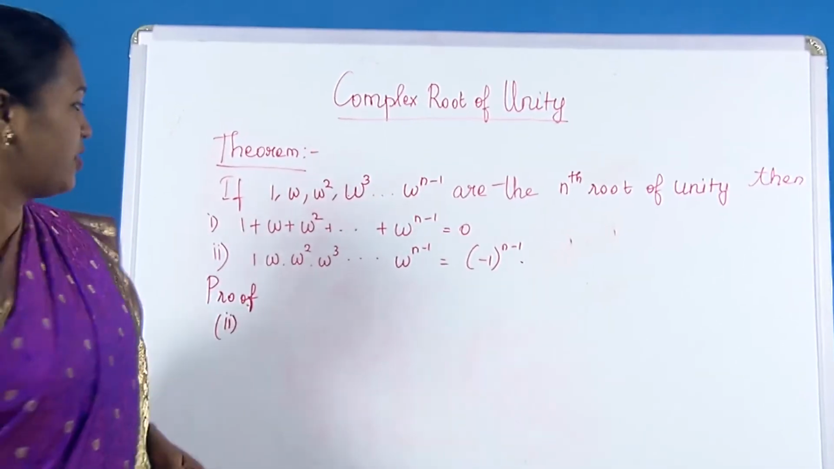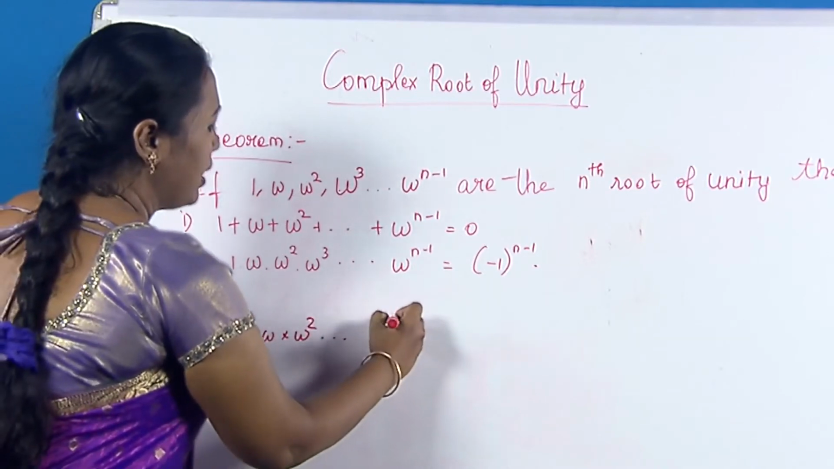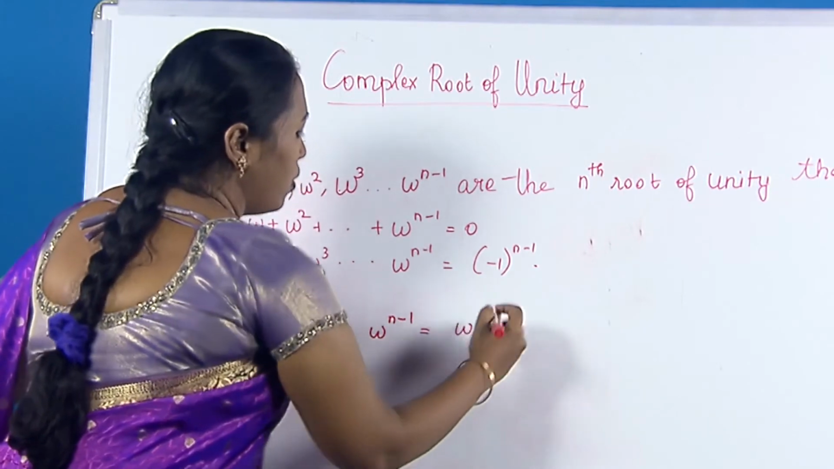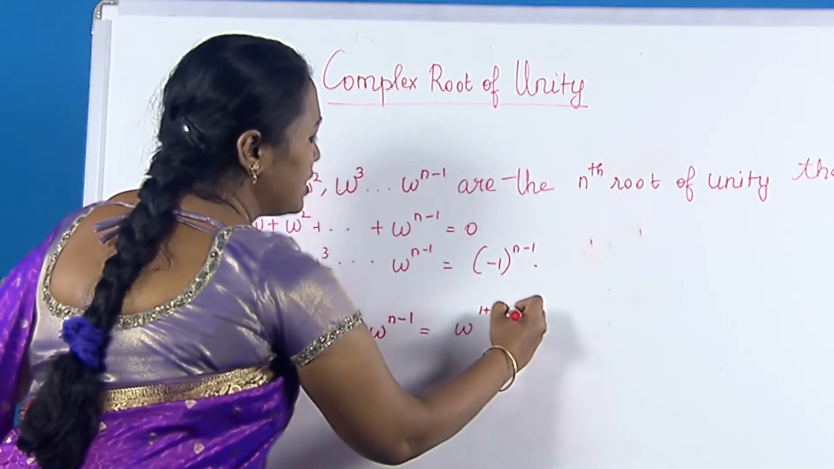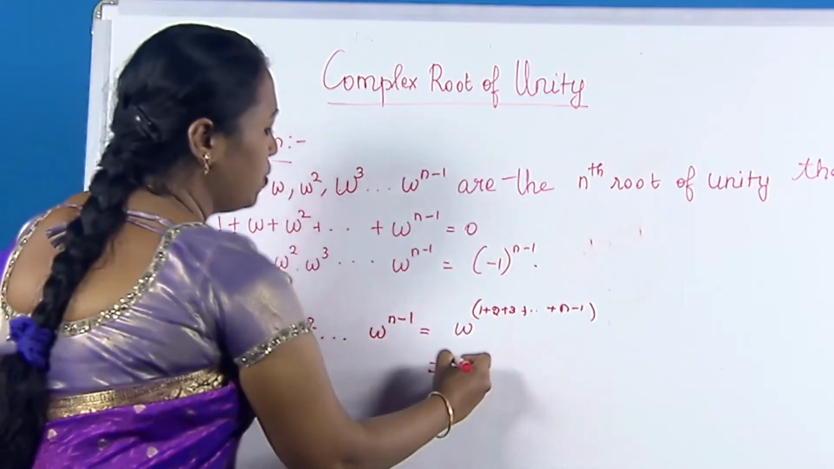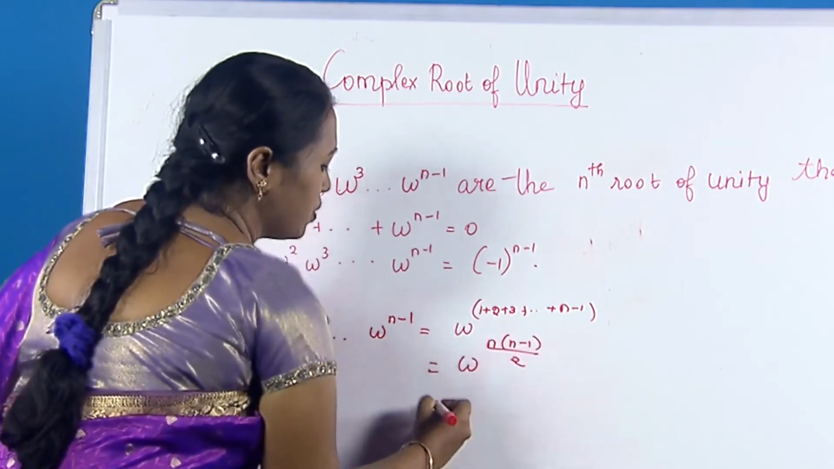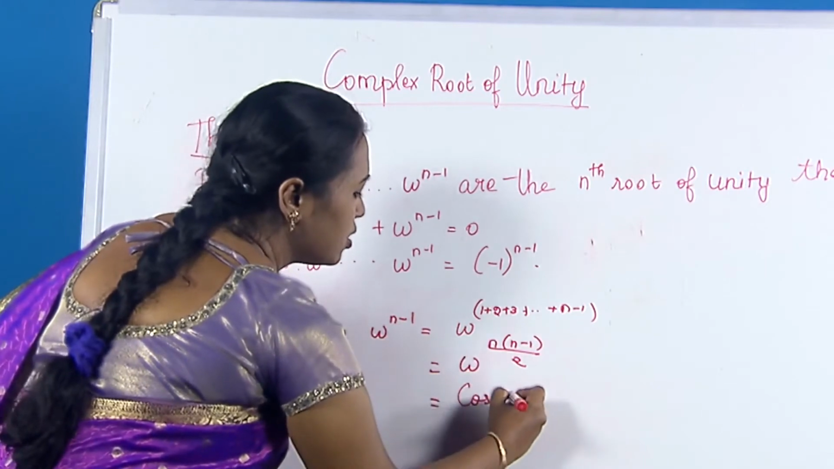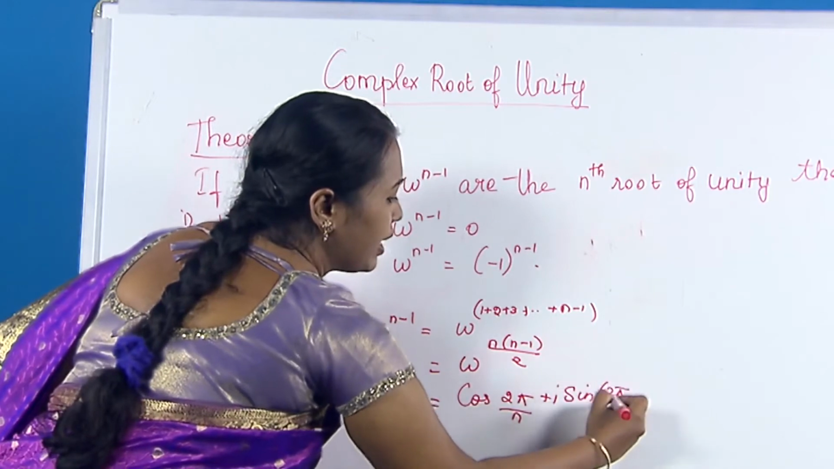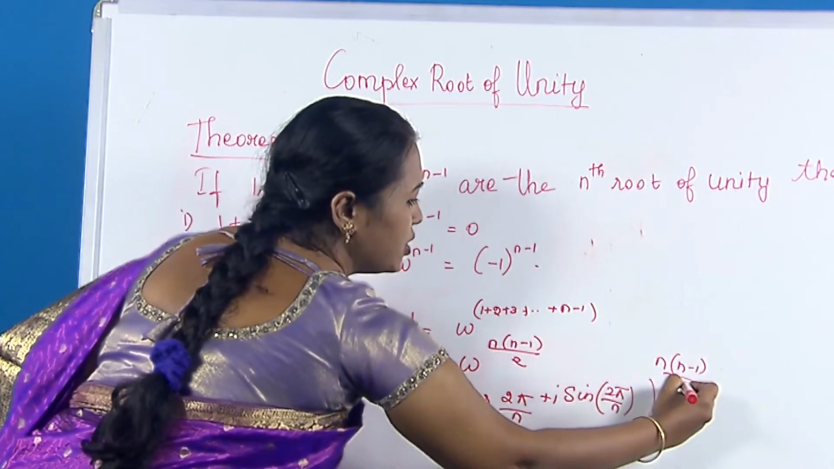Now, we shall prove the second result. 1 times omega times omega squared so on up to omega power n minus 1. This can be written as omega power 1 plus 2 plus 3 so on up to n minus 1. So, we know that this is equal to omega power n into n minus 1 by 2. So, this can be written as cos 2 pi by n plus i sin 2 pi by n the whole power n into n minus 1 by 2.